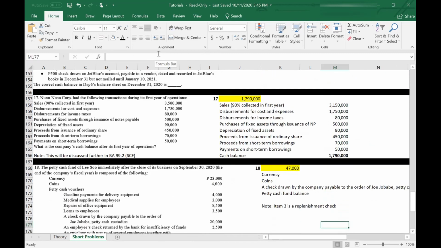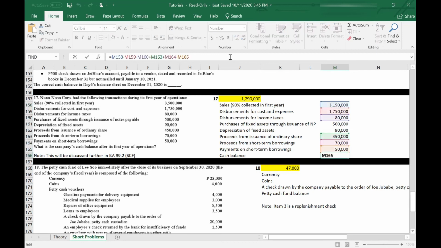For number 17, you're asked to get the cash balance after its first year of operation. This problem corresponds more to the statement of cash flows, right? You have different financial statements: your statement of financial position, income statement, changes in owner's equity, cash flows, and notes. This one refers to your statement of cash flows, which will be discussed further in BA 99.2. But since it's already here, let's discuss it. So how do we get the cash balance? You have your sales of 3.5, but only 90% was collected. So how much cash did it get? It's 3.5 multiplied by 90% is 3,150.